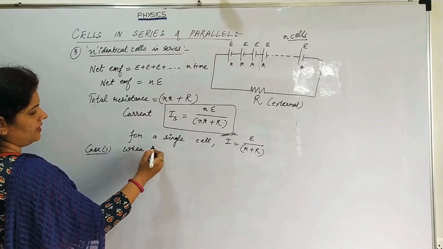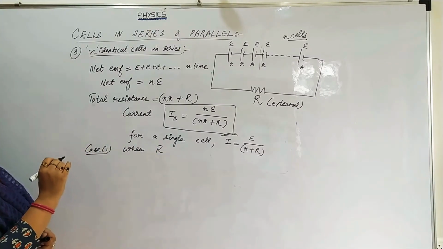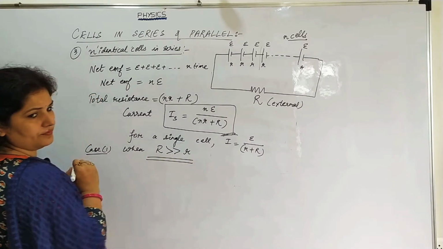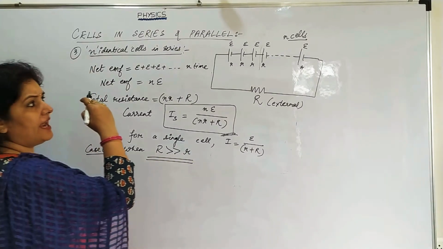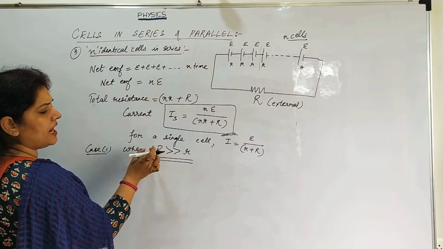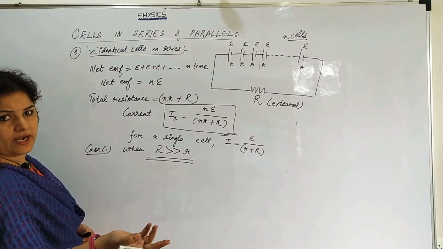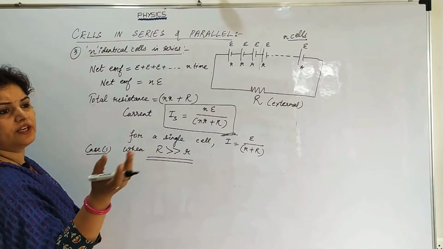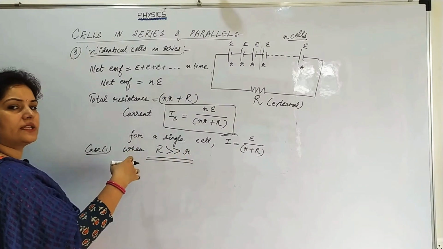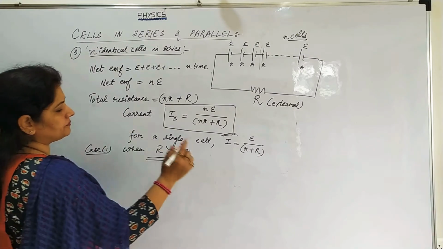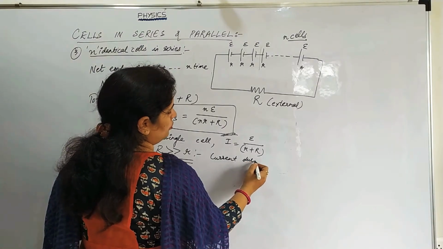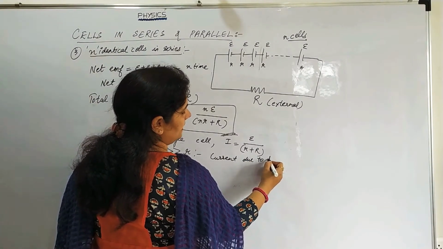When external resistance R is much greater than internal resistance r, right? We are discussing that case when n identical cells are connected in series and external is much higher than internal. The example of the car I gave you, every component is using its own current. So the internal resistance of all those devices is less, but external resistance is more, right? So the current due to a single cell.